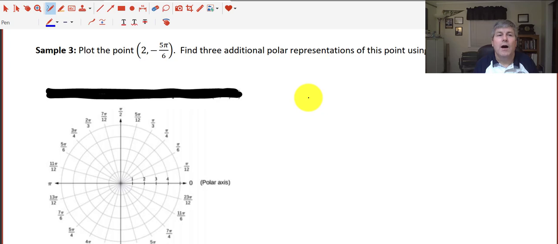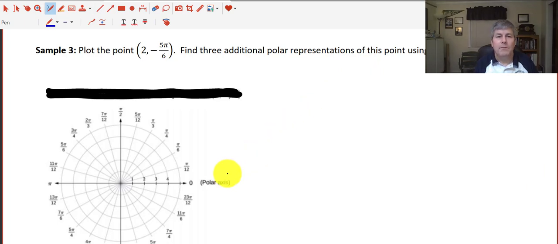Let's complete another sample problem. Take a look at sample 3. We're going to plot the point 2, negative 5 pi over 6, and then we'll find 3 additional polar representations of the point between thetas of 2 pi and negative 2 pi.